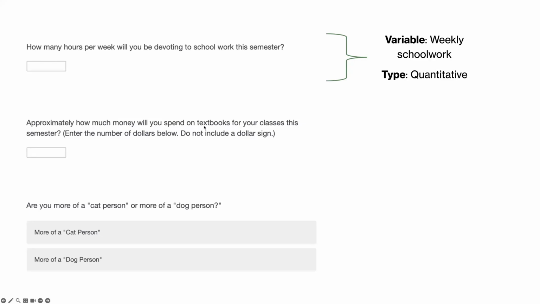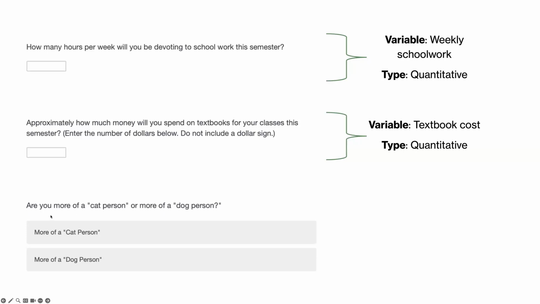Approximately how much money will you spend on textbooks for your classes this semester? Enter the number of dollars below. Do not include a dollar sign. So that's a number. So money, if you're asking how much something is, you're looking for a quantity. So textbook cost would be a quantity, not a group.